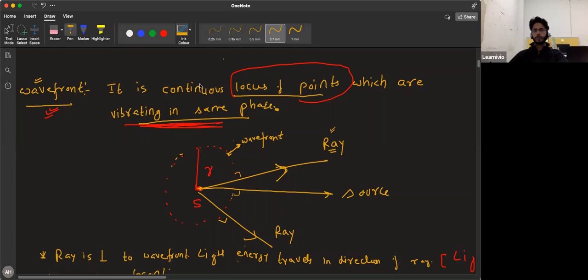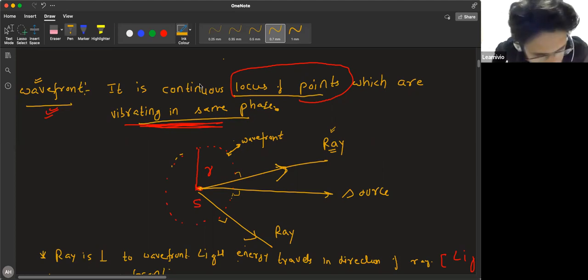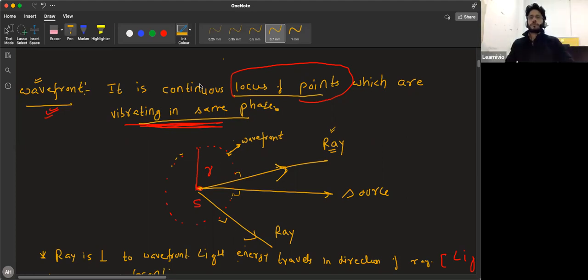So Anshika, can you explain what exactly is a wavefront? It is continuous points which are at a fixed distance from the source. See, just wait one minute.